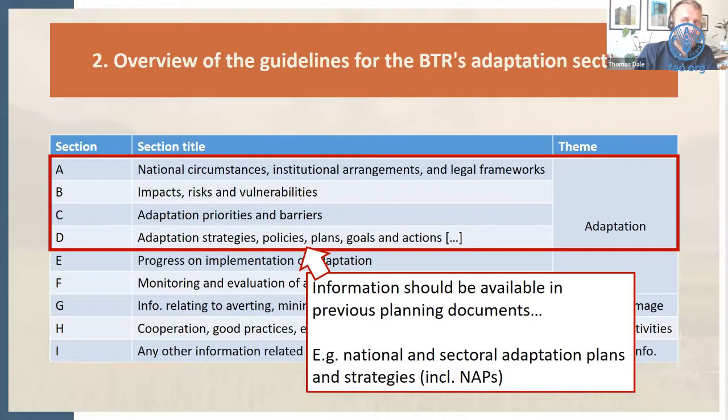As the vast majority of this information is the result of past planning processes, one would expect most of it to come from previous planning documents. And this could include, for example, national and sectoral adaptation plans, strategies, and also NAPs.